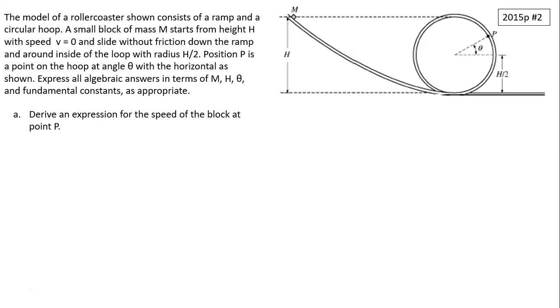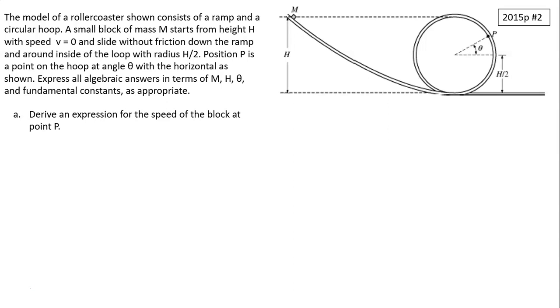A small block of mass m starts from height h with speed v equals 0 and slides without friction down the ramp and around inside the loop with radius h over 2. Position P is a point on the loop at angle theta with the horizontal as shown. Express all algebraic answers in terms of m, h, theta, and fundamental constants as appropriate. Part A, derive an expression for the speed of the block at point P.